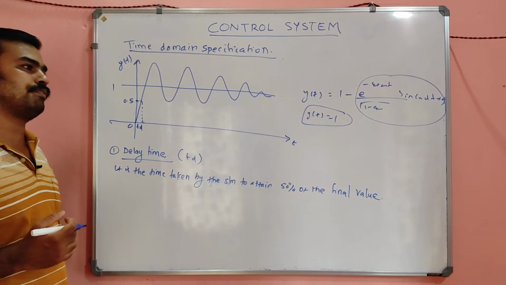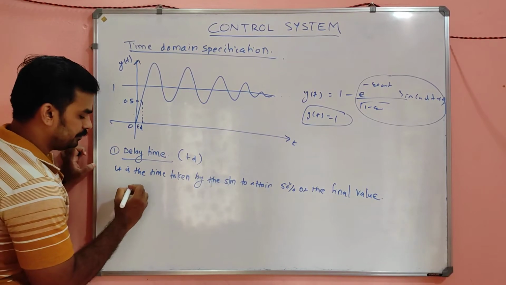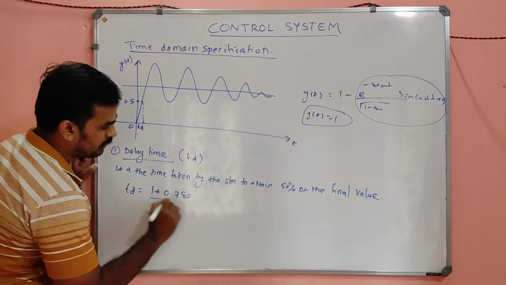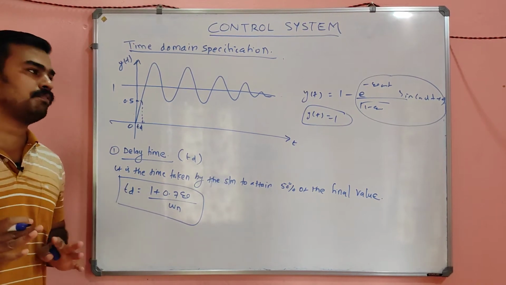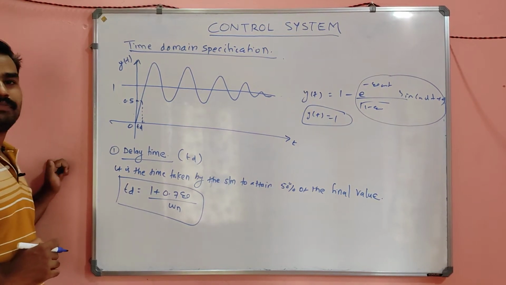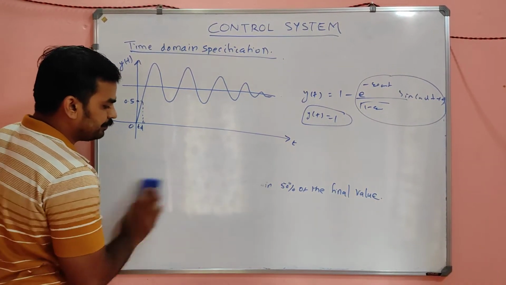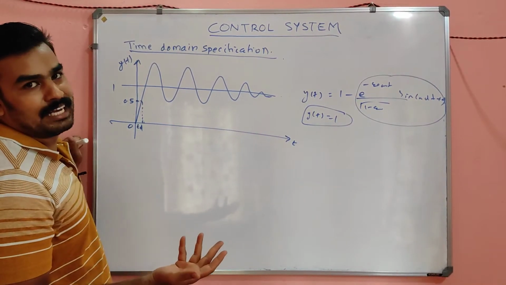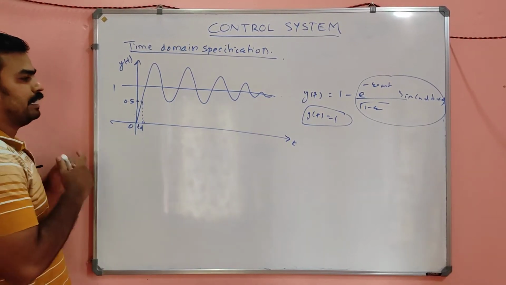So what time will it take for attaining that? Delay time TD will be equal to, there is a relation, 1 plus 0.7 theta divided by omega n. Just remember this equation, my dear. For problem solving only these are very useful. So you just remember this, that's all. So that is the concept of delay time. Okay. Next. 1 plus 0.7 theta divided by omega n, where omega n is the natural frequency, and theta is the damping ratio, right?